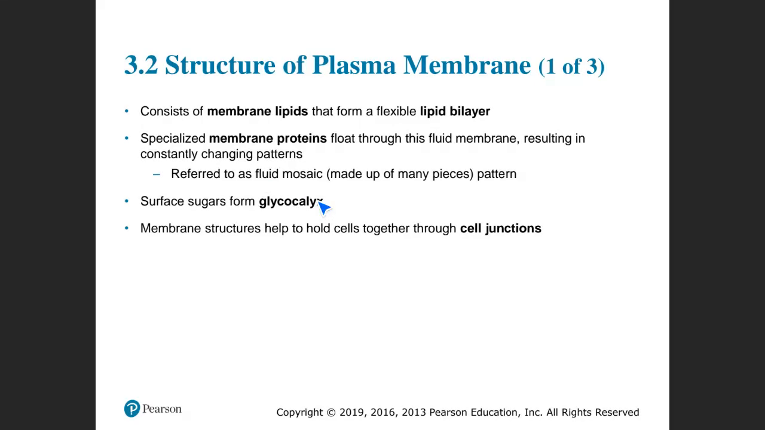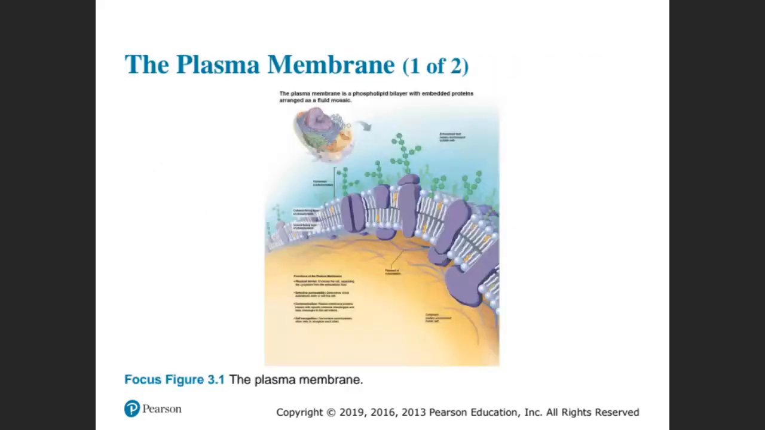Now, there's not just proteins and lipids here, there's also carbohydrates. That includes this sugary projection from the surface of the cell called the glycocalyx that also helps out with cell-to-cell recognition and communication. And we'll talk about cell junctions in a little bit. Those are mainly the product of proteins.